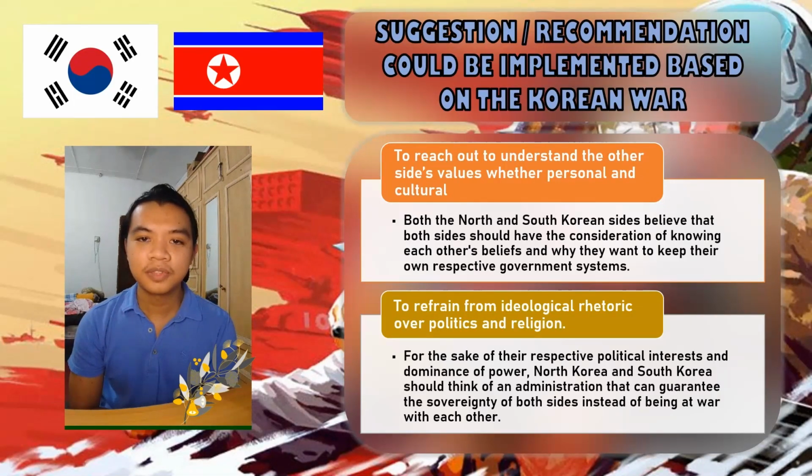Any country may avoid conflict by refraining from using ideological rhetoric about politics and religion. The events that occurred between South and North Korea show that the leaders of both nations have distinct ideas about how to run their respective countries for the sake of their respective political interests and dominance of power. North Korea and South Korea should think of an administration that can guarantee the sovereignty of both sides instead of being at war with each other. Both leaders should endeavor to create a win-win solution that does not necessitate a conflict.